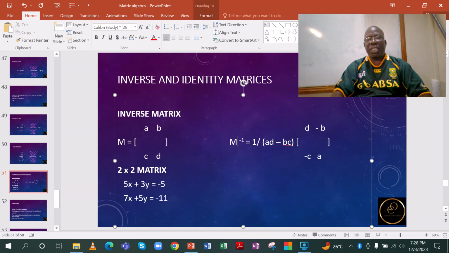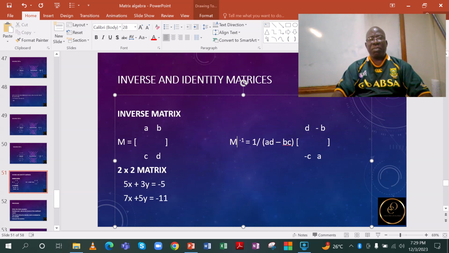Then into the original matrix, you transpose the elements in the diagonal, the downsloping one. Where A is, it's taken by D. Where D was, it's taken by A. Then for the upsloping diagonal elements, you just change the sign. So when you multiply the inverse of the determinant into the transposed downsloping diagonal elements and the sign-changed upsloping elements, you are going to get an inverse of a 2 by 2 matrix.